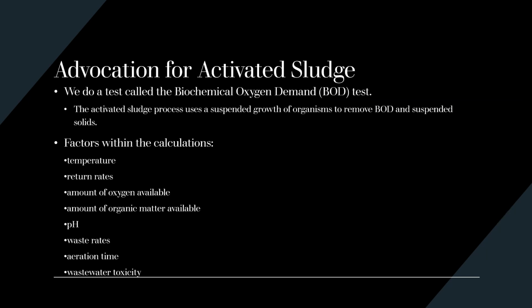Activated sludge. So basically we do a test called the biochemical oxygen demand test, or the BOD test. The activated sludge process uses a suspended growth of organisms to remove BOD, or suspended solids. We do not want BOD in our water. There are factors within these calculations: the temperature, the return rates, the amount of oxygen available, the amount of organic matter available, the pH of the water, waste rates, aeration time, and wastewater toxicity.